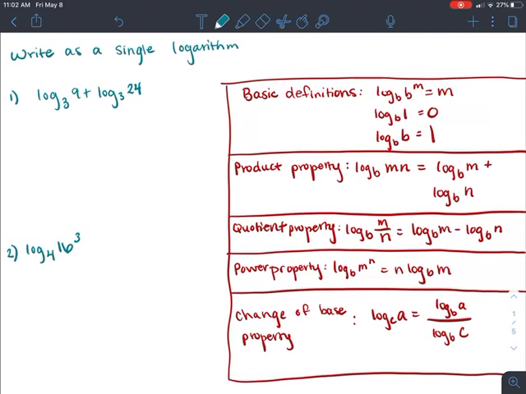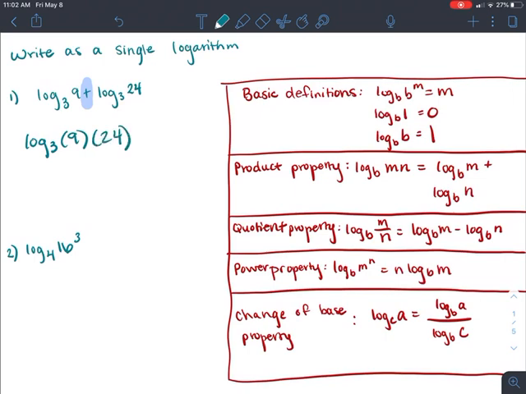So the key to this problem specifically is that I see this right here, okay? When I see the plus sign, I can say, okay, this looks like the product property. The product property has the plus sign in it, and it looks pretty much the same. They have the same base, and there are two different numbers: 9 is the M, and 24 is the N. So I can put them together. I'm going to say log 3, because you can see that my base is here, and I'm going to erase that. So I got log 3, and I'm going to do 9 times 24, okay?